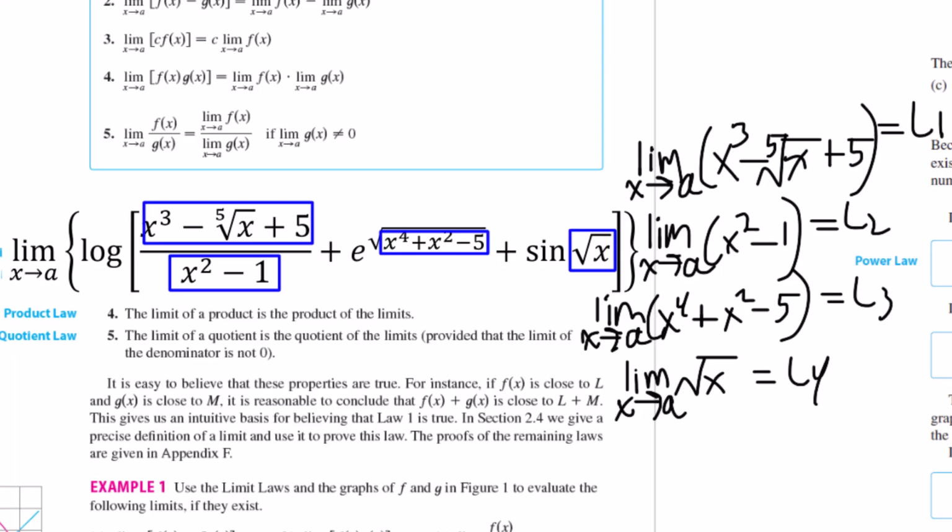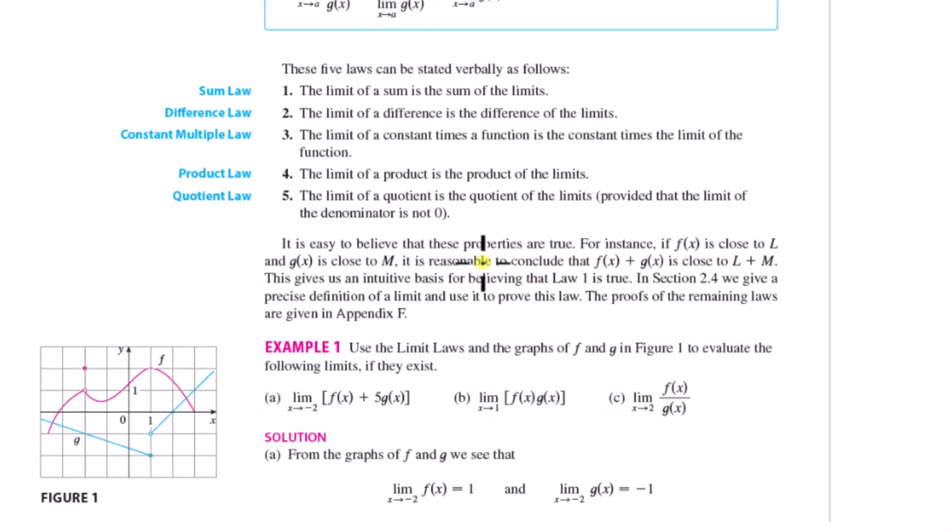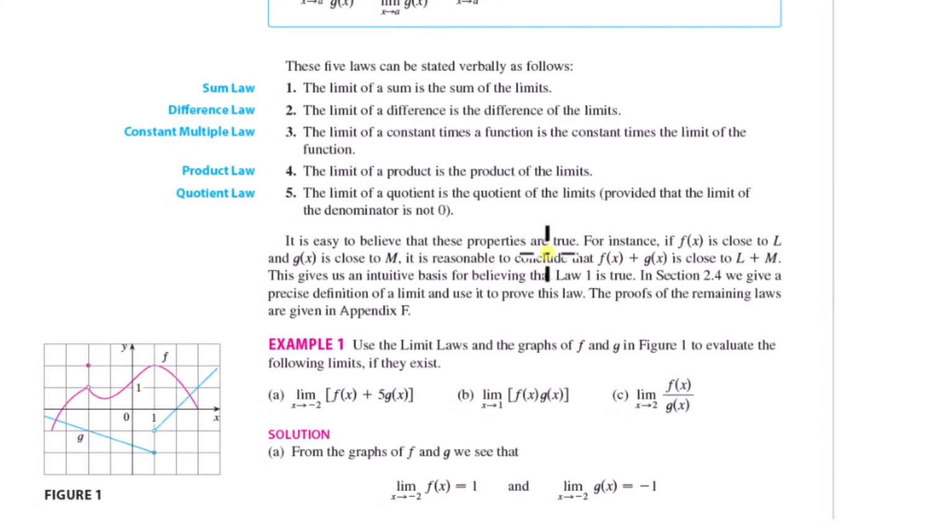Okay, so it says, it is easy to believe that these properties are true. Exactly, they're very intuitive. For instance, if f of x is close to L and g of x is close to m, then it is reasonable to conclude that f of x plus g of x is close to L plus m. Exactly. This gives us an intuitive basis for believing that law 1 is true, and you could do the same thing for all the other laws. In section 2.4, we give a precise definition of a limit and use it to prove this law. The proofs of the remaining laws are given in the appendix.